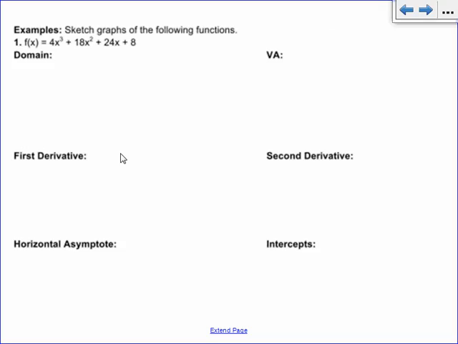All right, so first example, it says sketch the graph of the following function. So we have f of x equals 4x cubed plus 18x squared plus 24x plus 8. If I'm finding the domain, nothing's making this undefined, right? So my domain is definitely negative infinity to infinity. And I have no vertical asymptotes, and I have no horizontal asymptotes, because it's not what we call a rational function. There's no denominator. All right, so I'm going to go ahead and find the first derivative and the second derivative. So my first derivative is going to be 12x squared plus 36x plus 24.